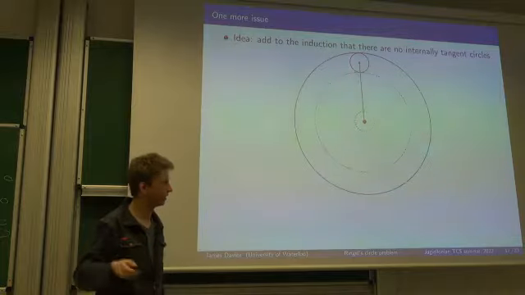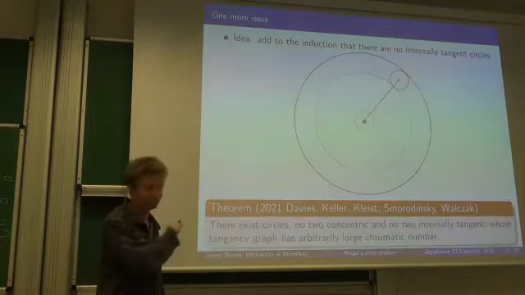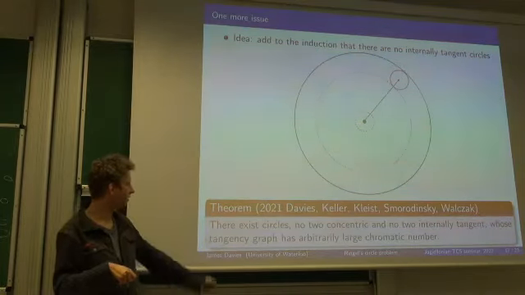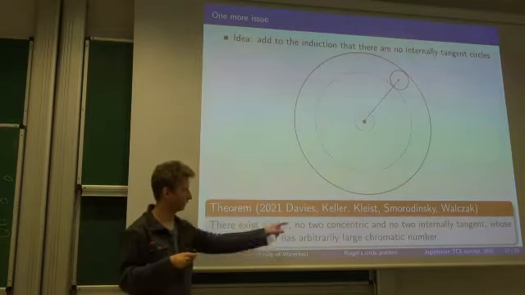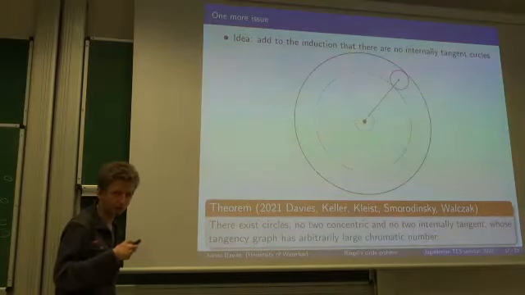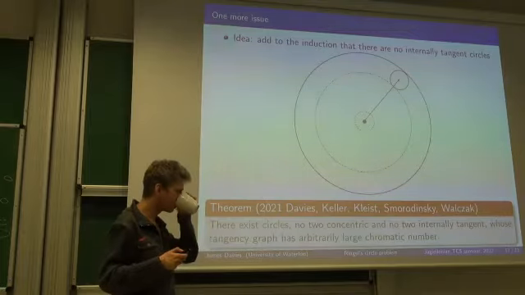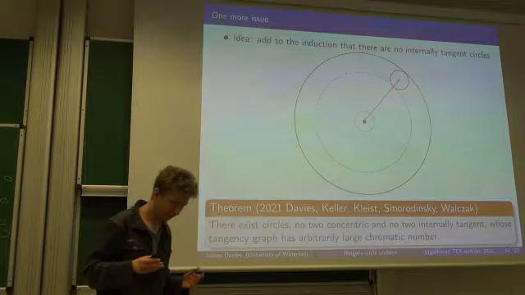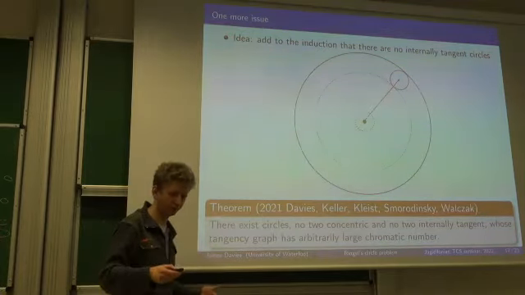So something natural, since we have another problem, is to throw this into the inductive argument as well. So now we're going to say we're constructing circles whose tangency graph has large chromatic number, and no two are concentric and no two are internally tangent. This is the theorem we want to argue inductively on now. Of course, the crucial missing ingredient is how do we maintain this property when we apply Gallai's theorem?